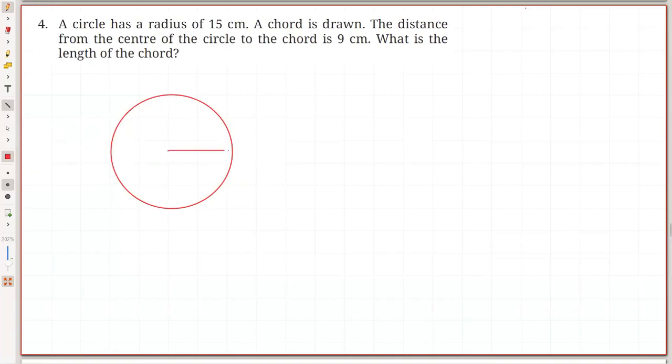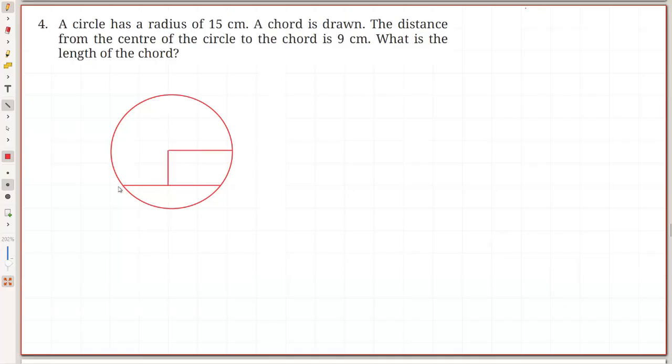So the radius is 15 centimeters. A chord is drawn. I have to draw the chord. We can take it as AB is a chord. The distance from the center of the circle to the chord is 9 centimeters. From here to here is 9 centimeters.